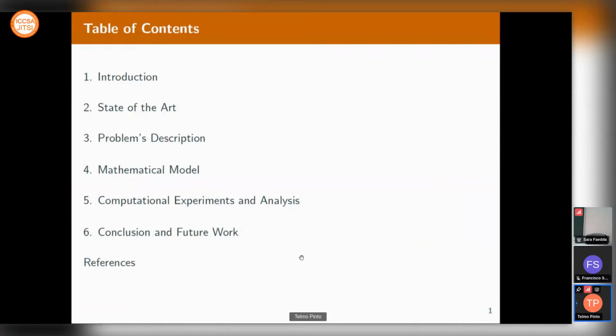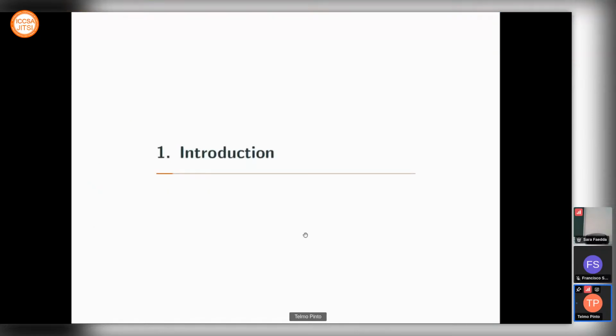I will start with a brief introduction where I will provide an overview of personnel scheduling problems. After that, I will show an overview of the state of the art in this area. And next, I will dive into the problem's description, its significance, and the potential impact of these approaches. To tackle this problem, we have developed a mathematical programming model, and finally, I will show some experiments we conducted to validate our model, and some conclusions and future work.